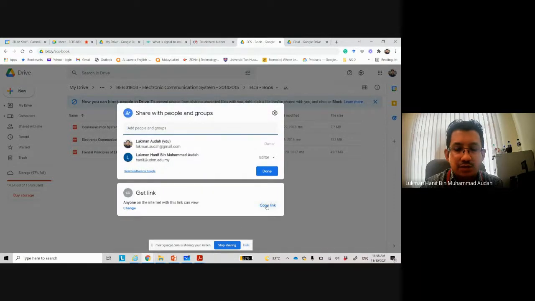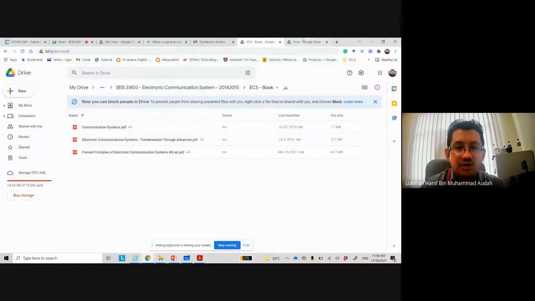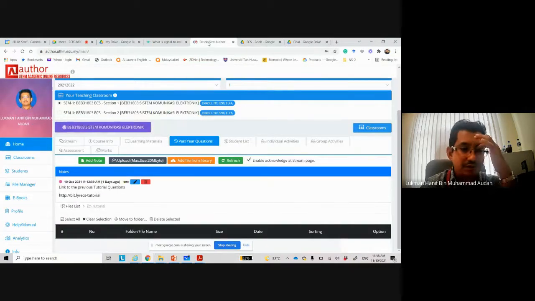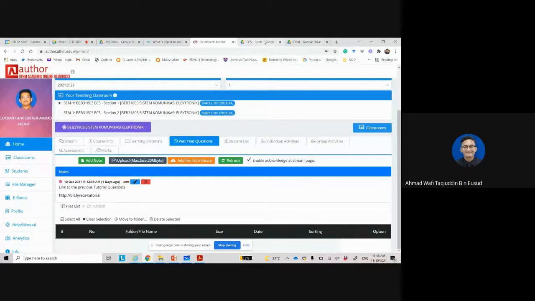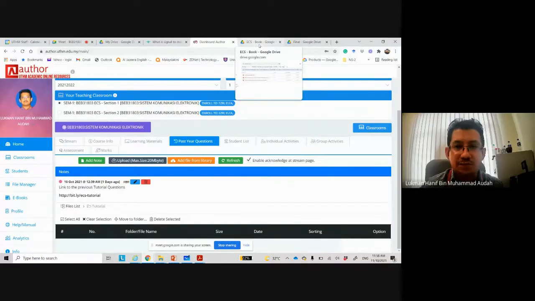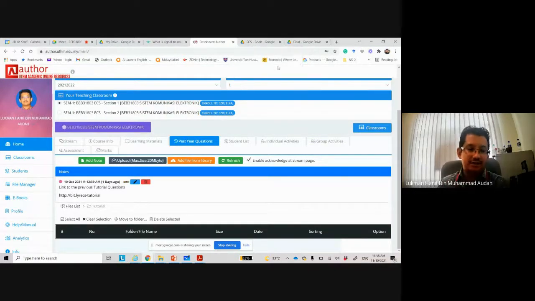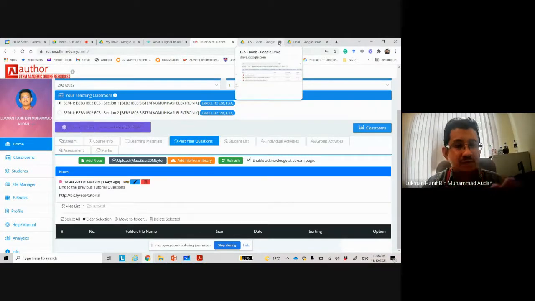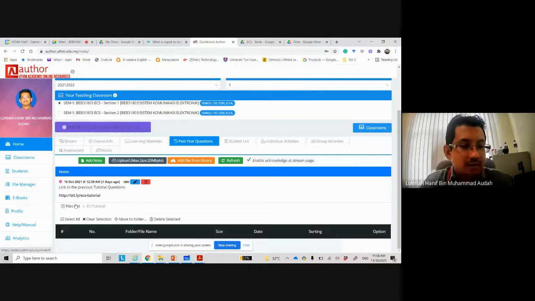Sepatutnya dah boleh ni. Ada yang tak boleh buka, semua orang tak boleh buka ke? Ke ada certain people je yang tak boleh buka? Tak boleh buka betul. Aduh, macam mana ni? Restricted, nanti saya akan check balik kenapa berlaku seperti ini. Semua link tu tak boleh buka.